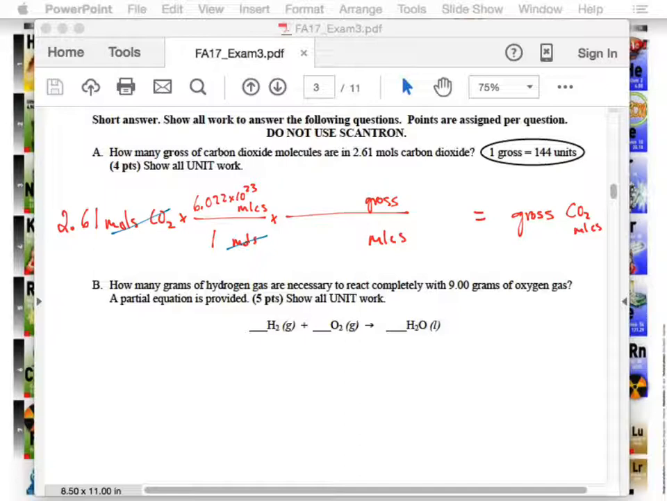Okay? So, numbers. What number shows up in front of gross? 1. What number shows up in front of molecules? 144. What would our answer now be? Unit-wise. Gross CO2s. There we are. It's now just a question of entering it into the calculator.